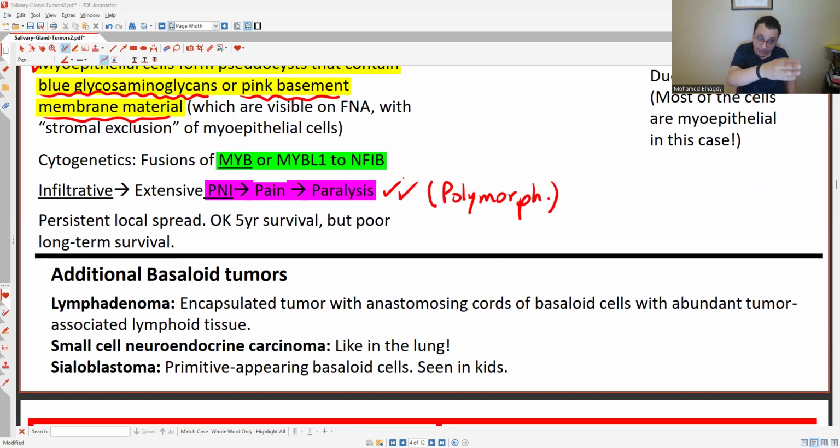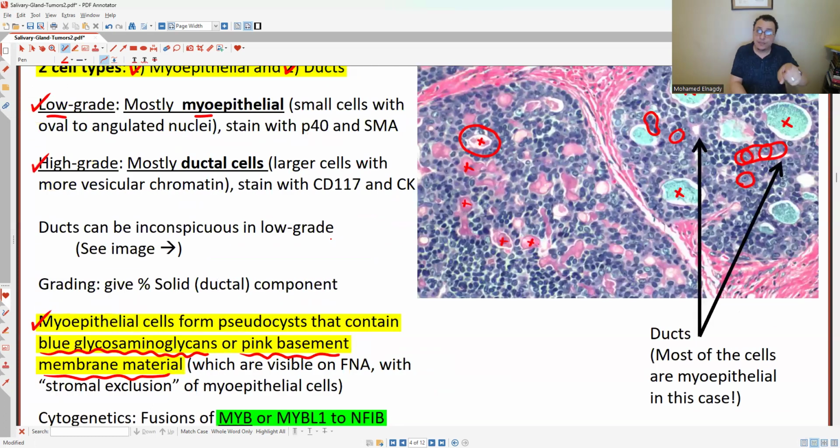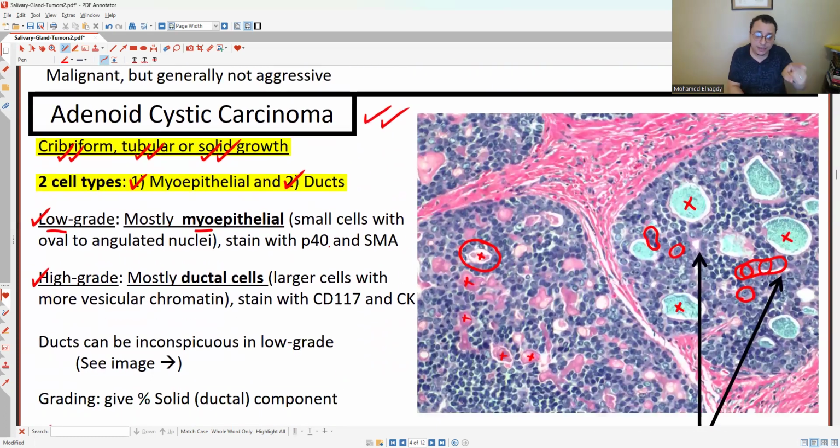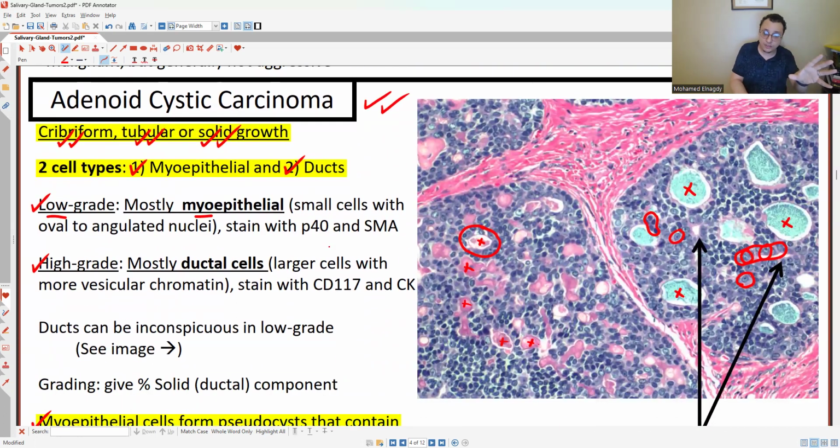This is PNI. It shows PNI with pain and paralysis due to involvement of the facial nerve. It has a persistent local spread. However, it has a good 5-year survival, but poor long-term survival. Like the 10-year survival is bad, but the 5-year survival is relatively good. That's the second basaloid carcinoma, and that's it.